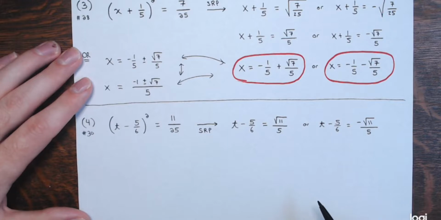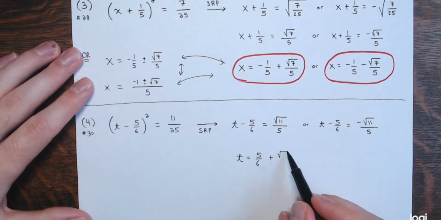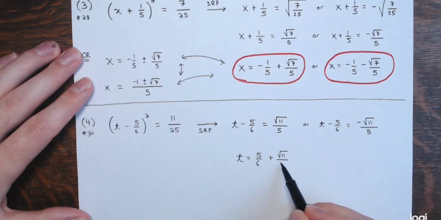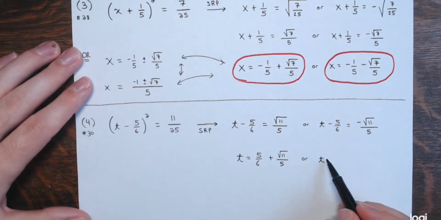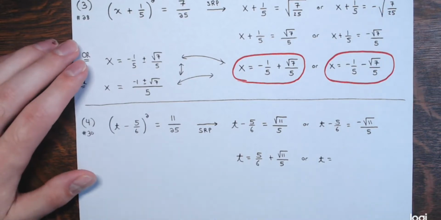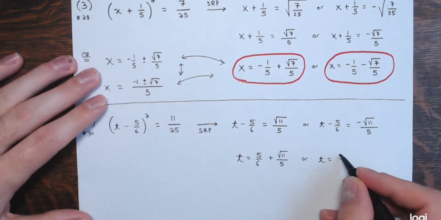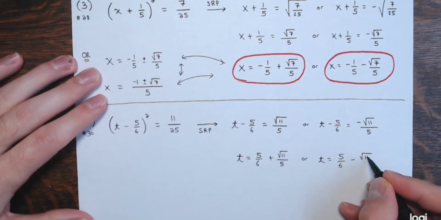And then I solve for t in each of these. Just add 5/6 to both sides. So one solution is 5/6 plus the square root of 11 divided by 5. The other solution I'm getting, adding 5/6, is 5/6 minus the square root of 11 divided by 5.